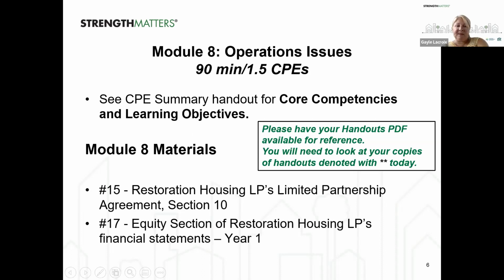Okay, the materials. Handout 15, which is the LPA, and then handout 17, which is the financial statements for Restoration Housing. We're going to be looking at the equity page, the page that shows you what the general partner and limited partners capital accounts look like. So that's the page to focus on, but we will get there when we get there.